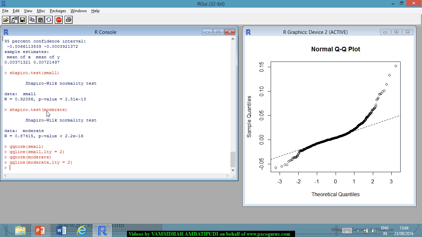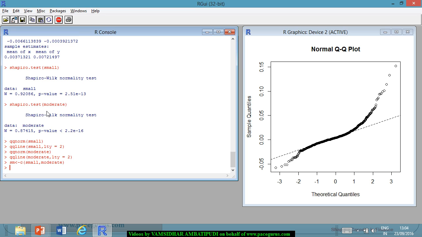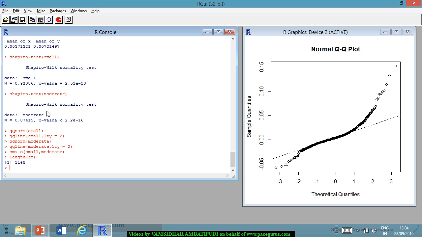So let's try it out process-wise. We'll take both of them. I'm calling a variable small moderate, SM, wherein I am combining both small as well as moderate. If I look at the length of SM, it should include both the small as well as the moderate, 1148.